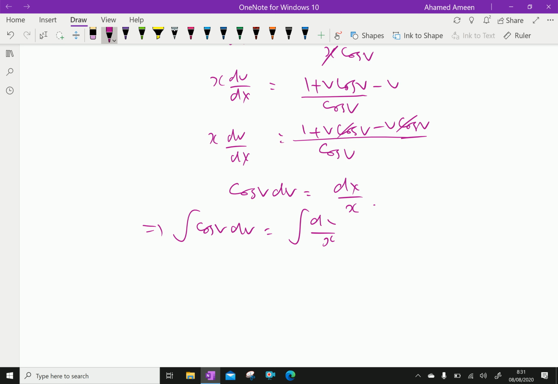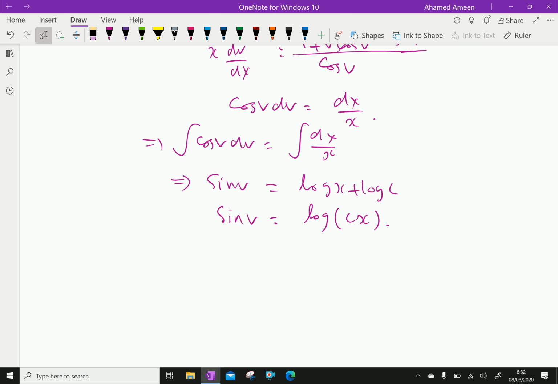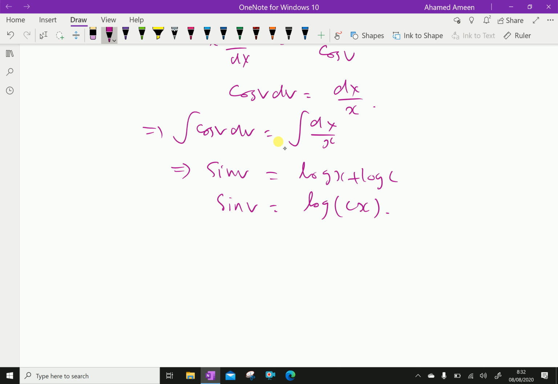The integration of cos v is sin v, equal to log x plus c. We can put log x plus log c because it is a constant. Here sin v equal log of cx. Now v is already y over x, therefore sin of y over x equal log of cx. Here the log of modulus cx is better because c can be any value.